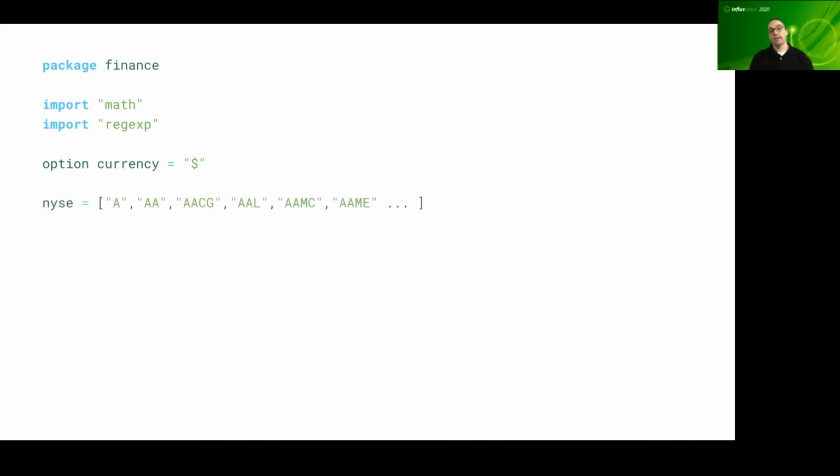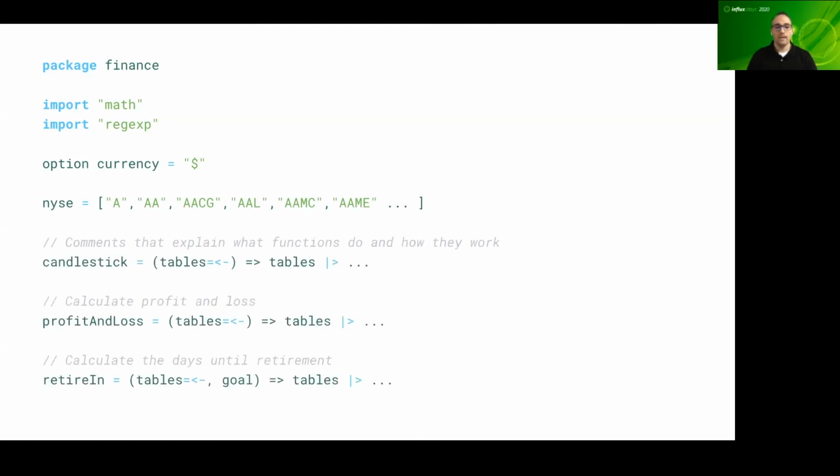I can then define constants to include in my package. So for example, let's say I want an array of all the tickers for the New York Stock Exchange to be included as a constant inside of my custom package. I can do that. I then define all the custom functions and custom transformations inside of my package with comments explaining what each of those do. This is a really basic package definition file.